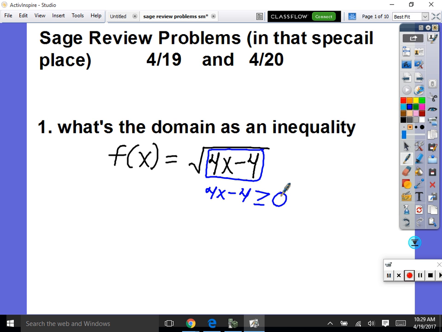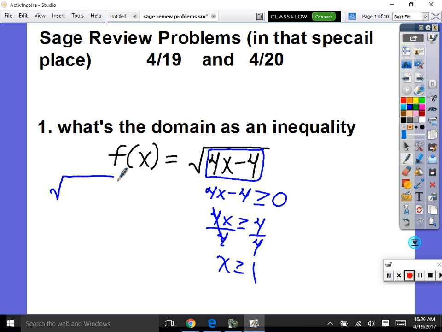So you'd add 4. If you do it this way, you just have to remember if you divide by a negative, you change your inequality. Don't forget that. So we'd add 4. So we have 4x must be greater than or equal to 4. Divide by 4. So x must be greater than or equal to 1. All good? The other way is to graph it.